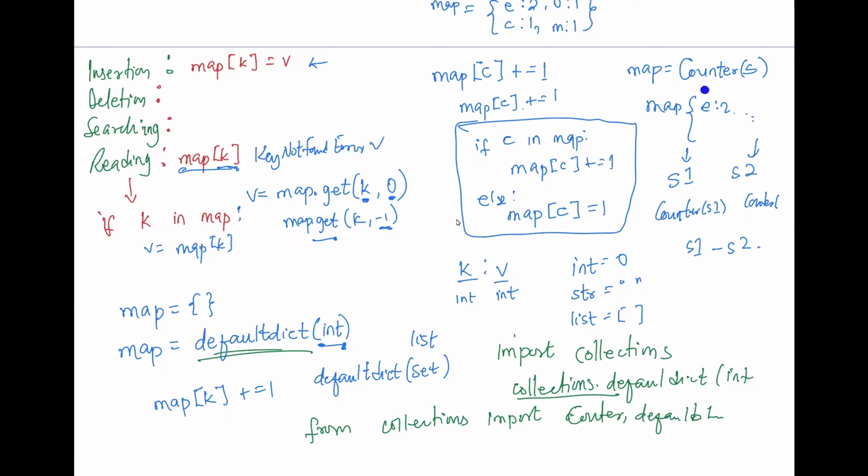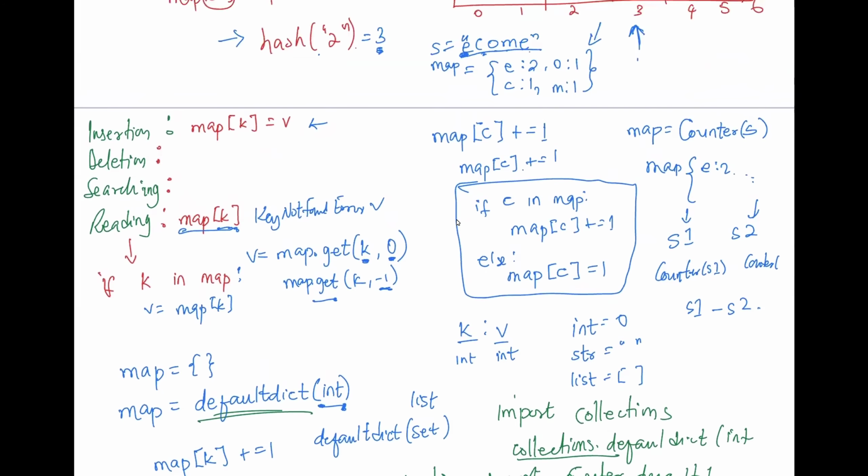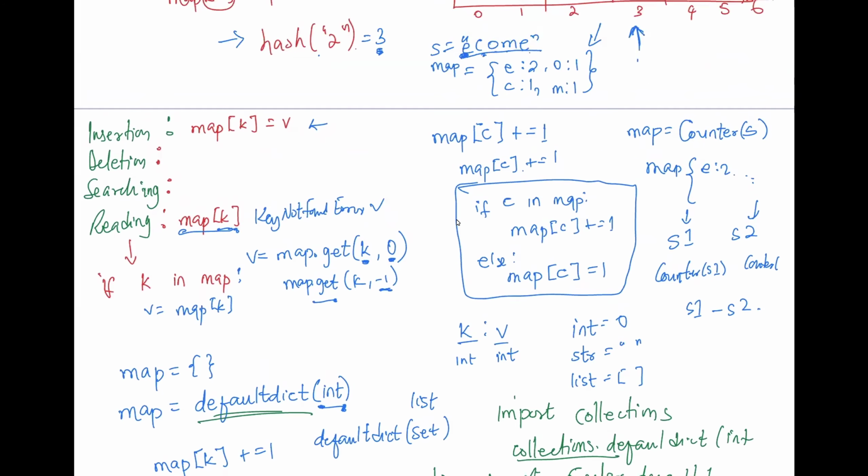The only case where I'll tell you to use counter directly is if the interviewer tells you to solve this question: count how many characters are in a string. And then you just write one line of code for them: return counter of S. You don't just do this, because the interview will end in like 30 seconds.